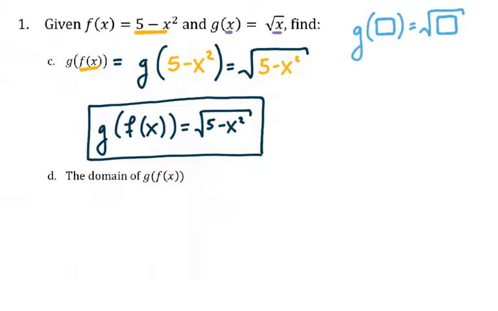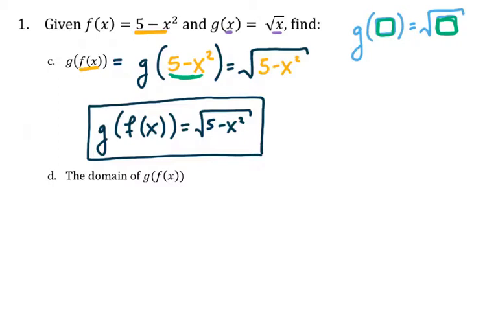So when we're doing a composition here, right, when we did g of 5 minus x squared, that 5 minus x squared filled in my little empty box. So we can evaluate that function at different inputs. In the example here, it was evaluated at an input of 5 minus x squared.